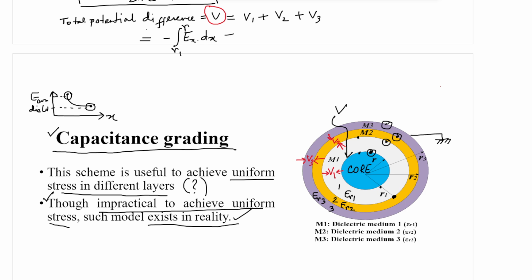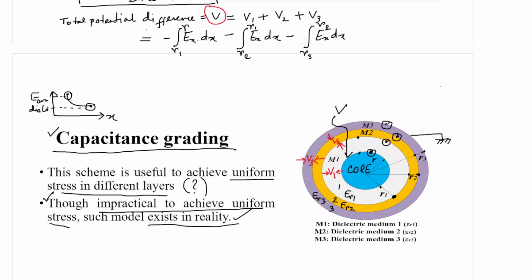Now similarly we have V2. Again, from the definition of potential, we will have Ex dx. This time the integration should be carried out from R2 to R1. This is R2 and this is R1. Now similarly V3 is the same thing, minus of Ex dx, with the integration carried out from R3 to R2. So this is the expression of V1, V2, V3 respectively.